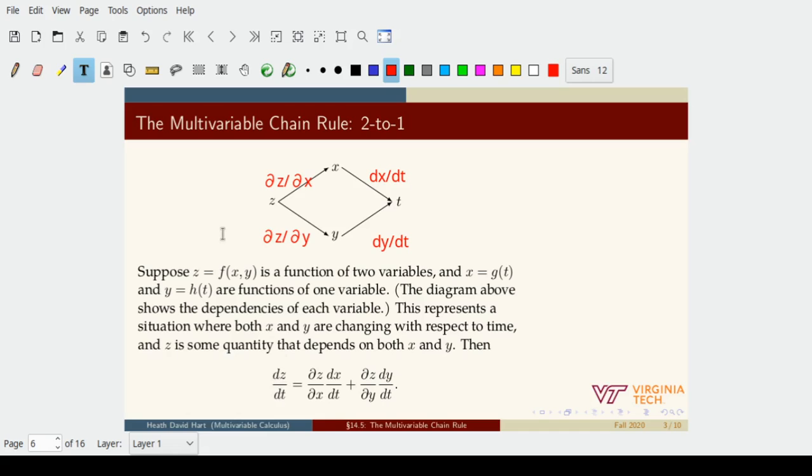Okay? So that's the idea. Multiply along a path and then add the paths together. If this looks like a dot product to you, that's excellent thinking. It is a dot product, and we'll talk about how this connects to dot products later on. Okay?